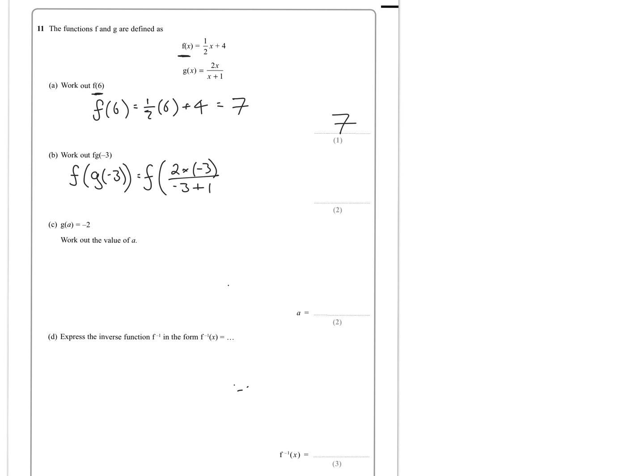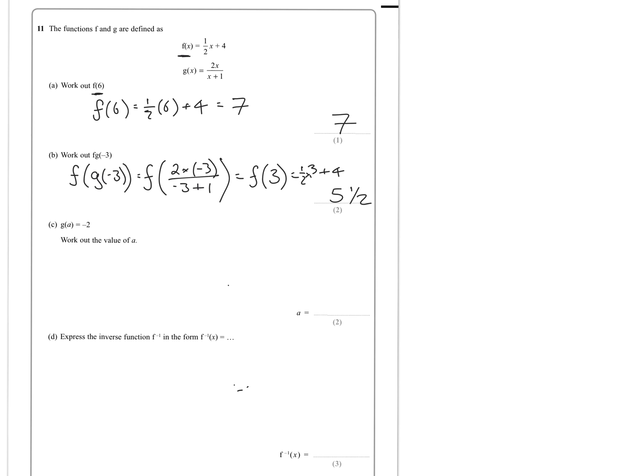Minus 3 plus 1 is minus 2, and on the top we've got minus 6, so minus 6 divided by minus 2 is positive 3. So we want to work out f of 3. And f of 3, we put 3 in here, and we get a half times 3 plus 4. Half times 3 is 1.5 plus 4 is 5 and a half, or 5.5.